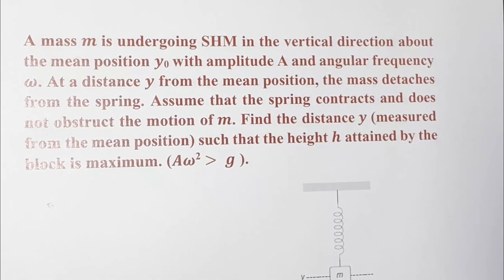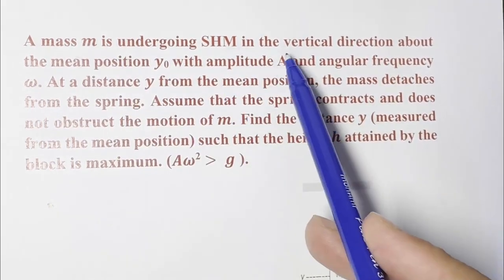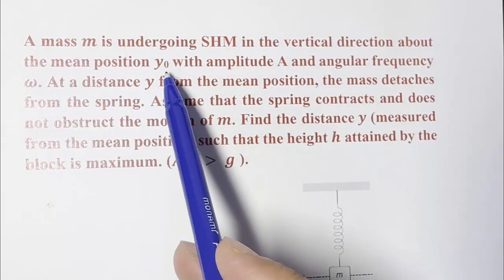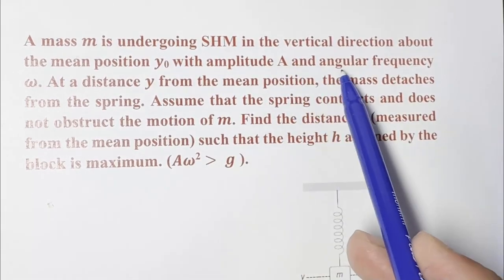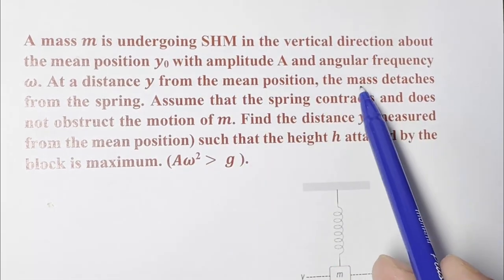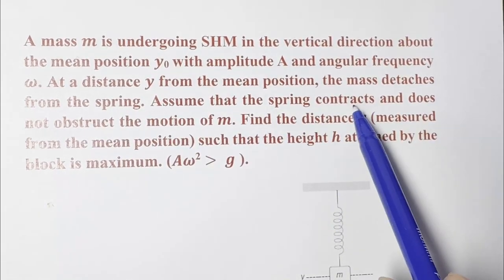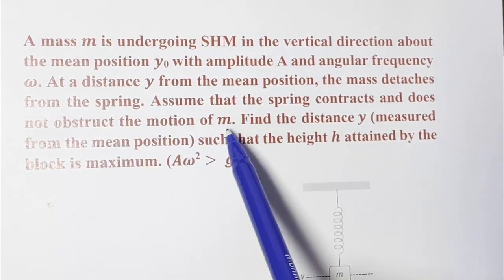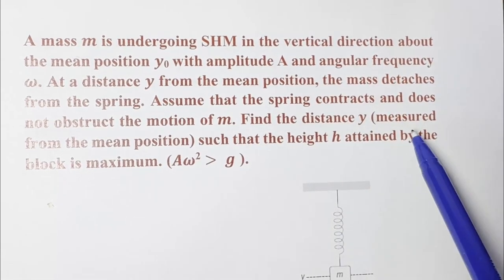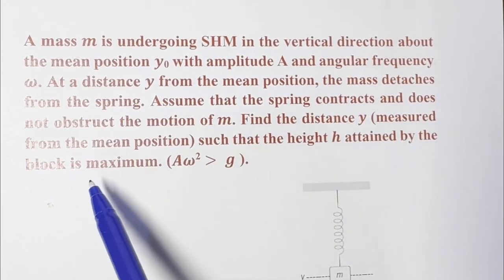Hello friends, in today's question, a mass m is undergoing SHM in a vertical direction about a mean position y0 with amplitude a and angular frequency omega. At a distance y from the mean position, the mass detaches from the spring. Assume that the spring contracts and does not obstruct the motion of m. Find the distance y measured from the mean position such that the height h attained by the block is maximum.